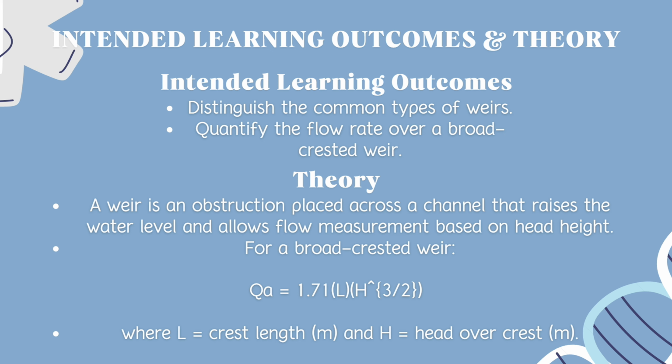In theory, a weir changes the flow by increasing the upstream water level, which we call the head. For broad-crested weirs, the crest is long enough for the flow to stabilize on top. The discharge can be found using the formula Q equals 1.71 times the length times height to the power of 3 halves.